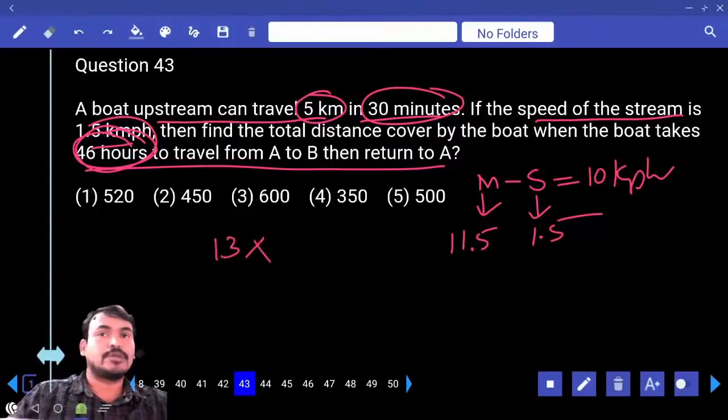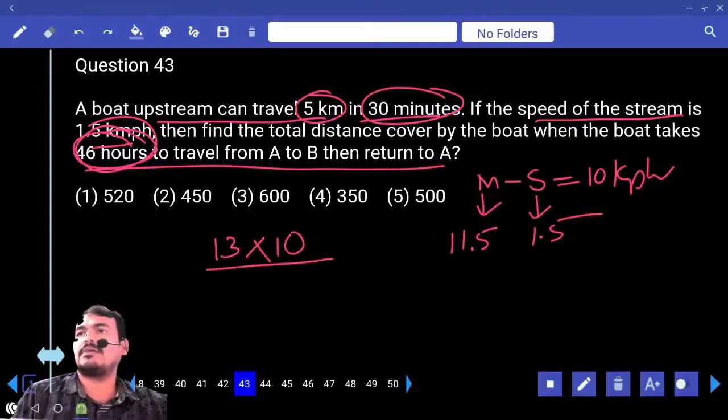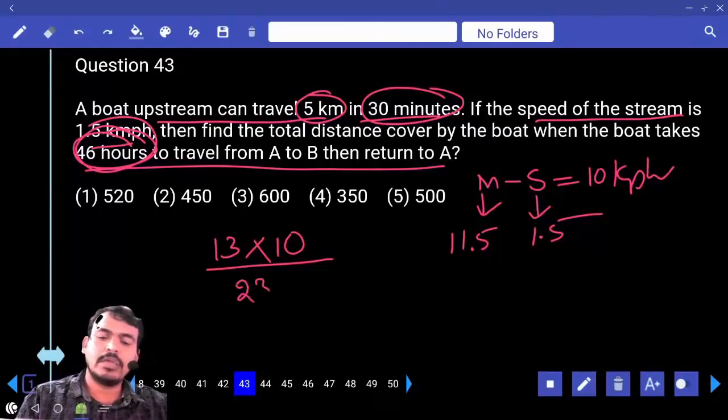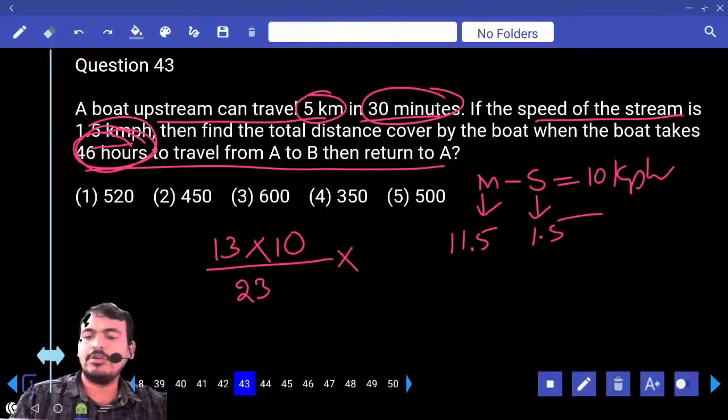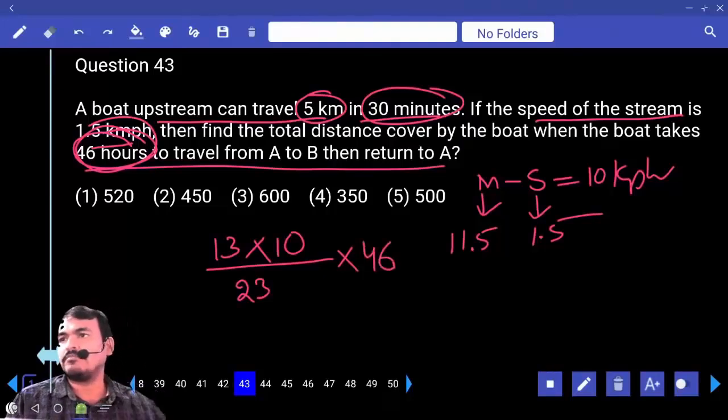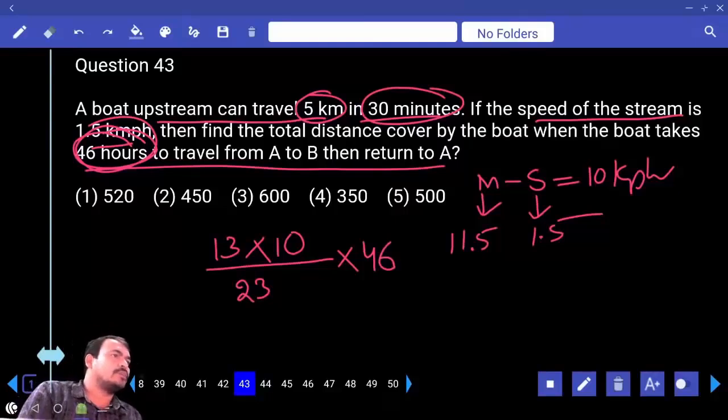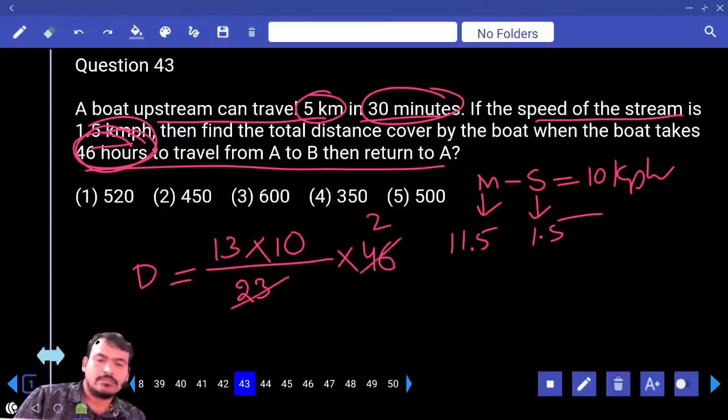Next, upstream speed is 10. 13 into 10 is the product of the speeds. What is the sum of the speeds? 23. What is the total time given? 46 hours. Product of the speeds by sum of the speeds into total time equals distance. 23 how many times is 46? 2 times. Then the answer is 260.